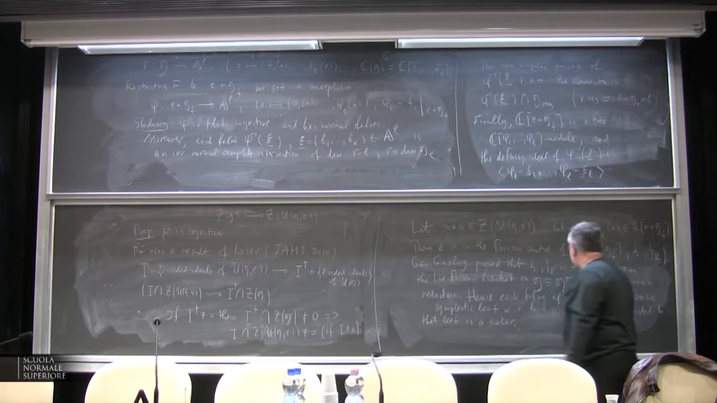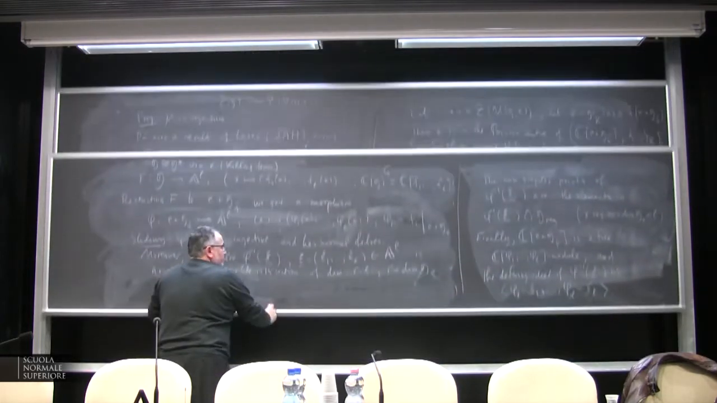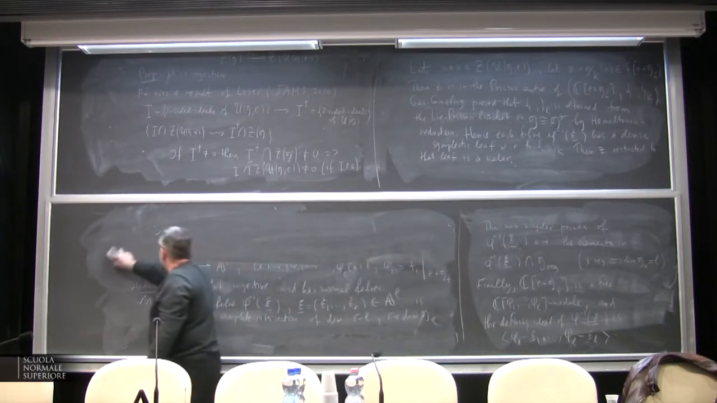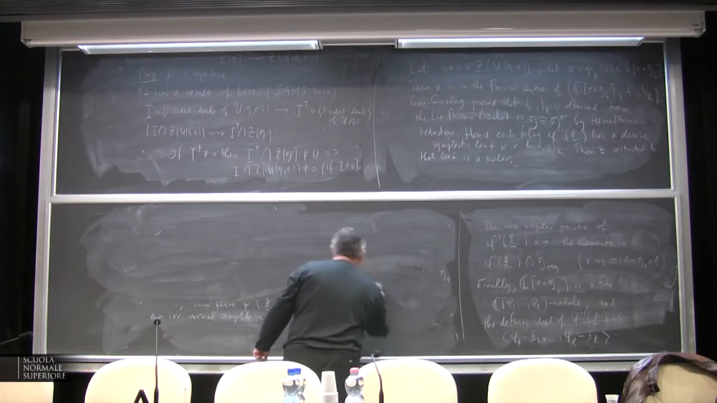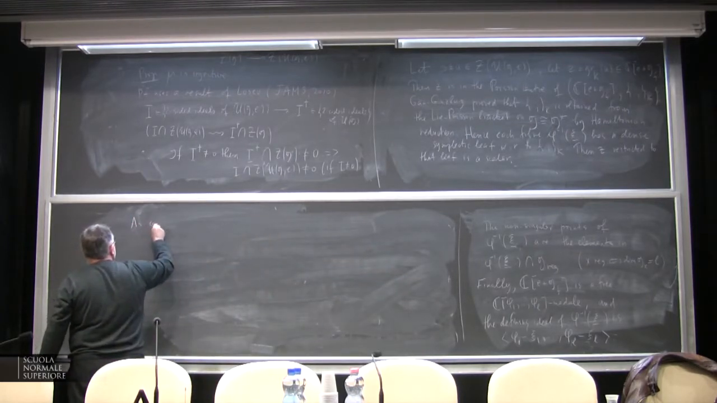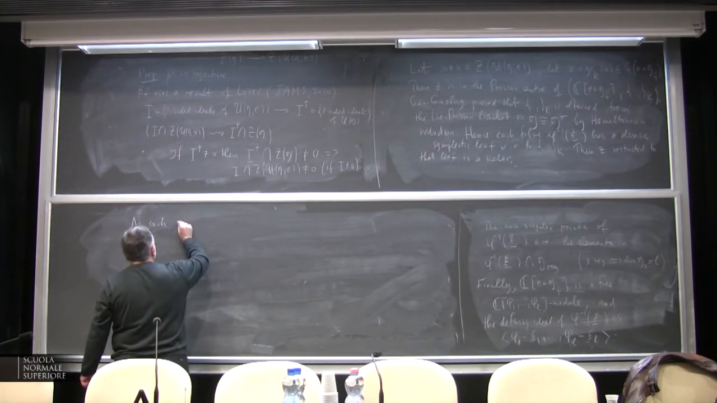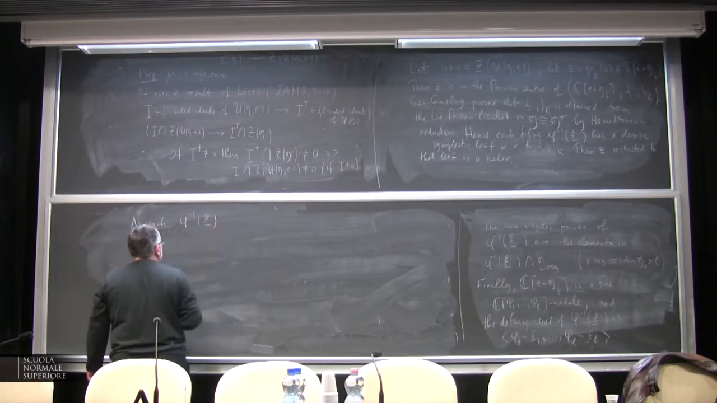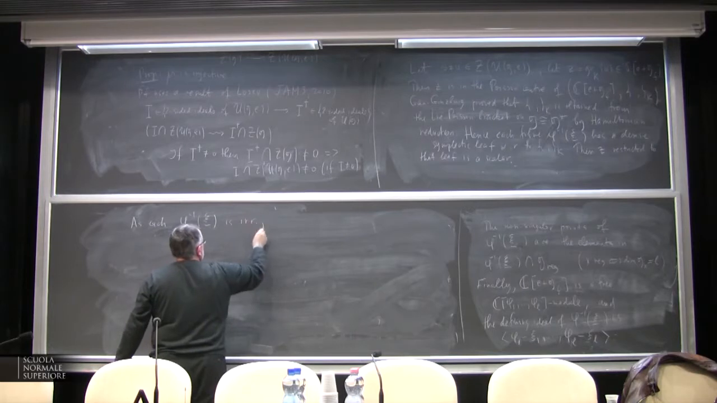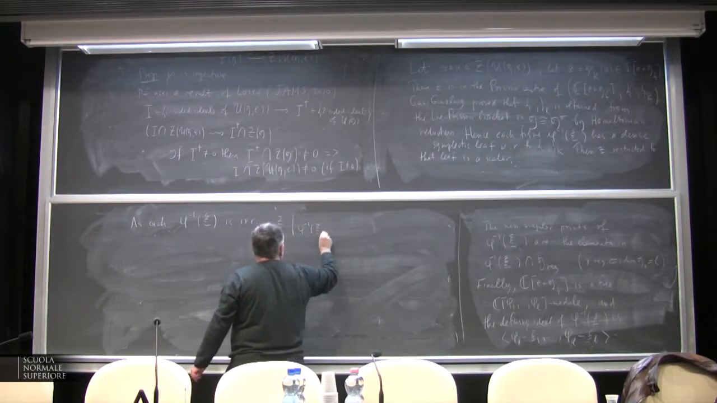But then, since each fiber over psi, which is open in Zariski topology, is irreducible, maybe I should say open, this implies that Z restricted to each fiber is a scalar.